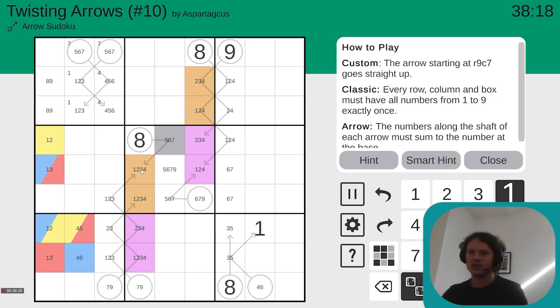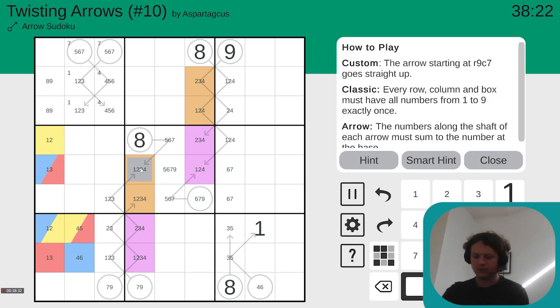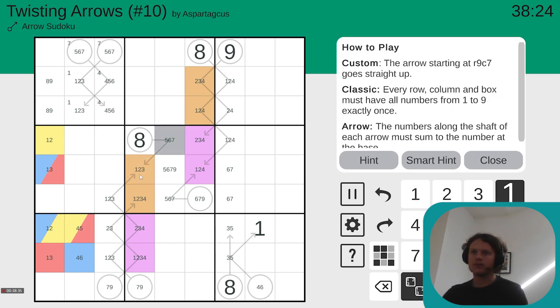Okay, and to make 8 here, 4 plus 4, so we can't have a 4 there. 3 plus 5, 2 plus 6, or 7 plus 1. Cool. So we know these sum to 8. So to get this to 6, we can use 1, 5. To get this to 7, you can use 2, 5.